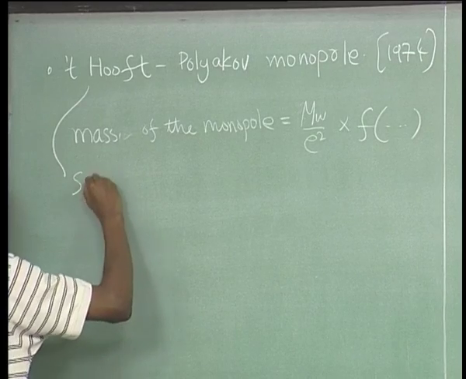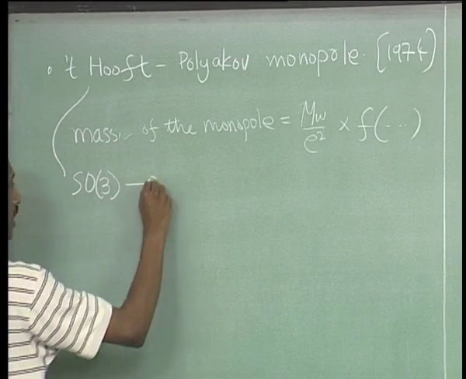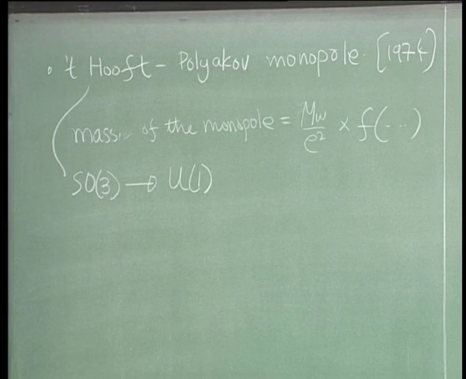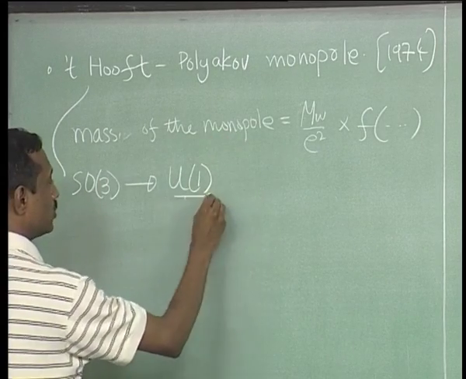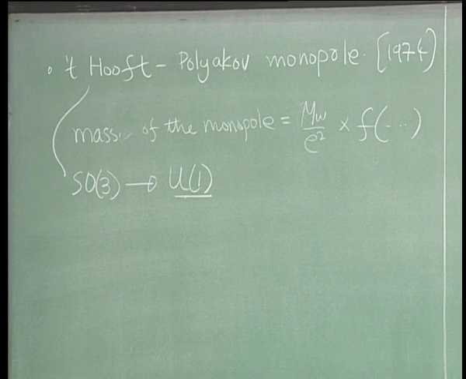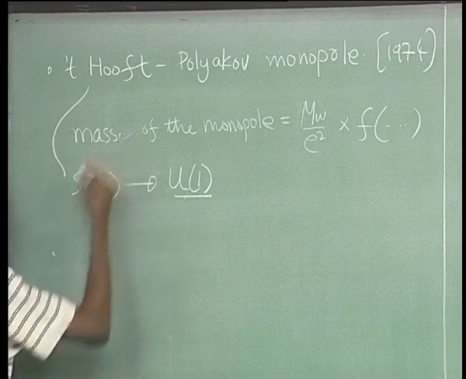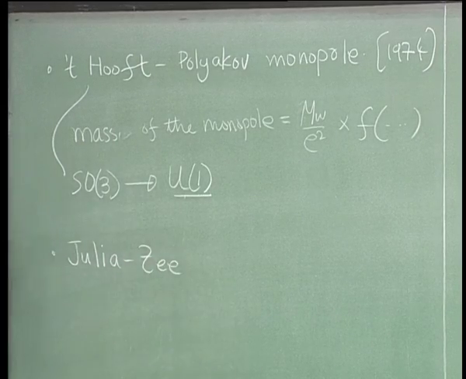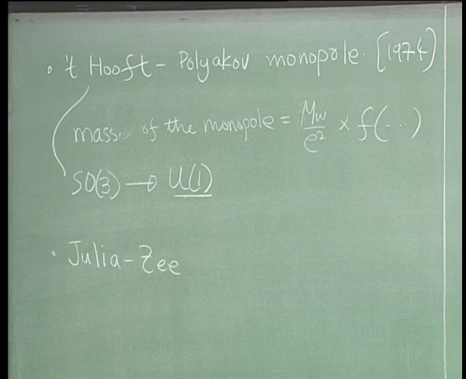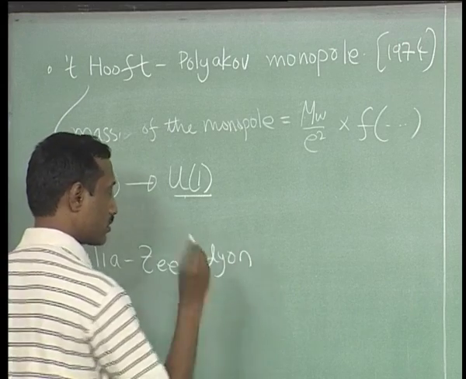and pretty much following at the heels of this, so this is a solution where the starting point is SO3 which is broken down to a U1, okay, so the monopole here is magnetically charged under this U1, in SO3 there is no meaning, there is no charge, but it is a non-abelian thing, okay. So here when you mean a monopole or a magnetically charged object, it is with respect to this U1. Pretty much historically following this, Julia and Zee immediately generalized this solution to include something which has both electric and magnetic charge, okay, and it's called the Julia-Zee dyon.